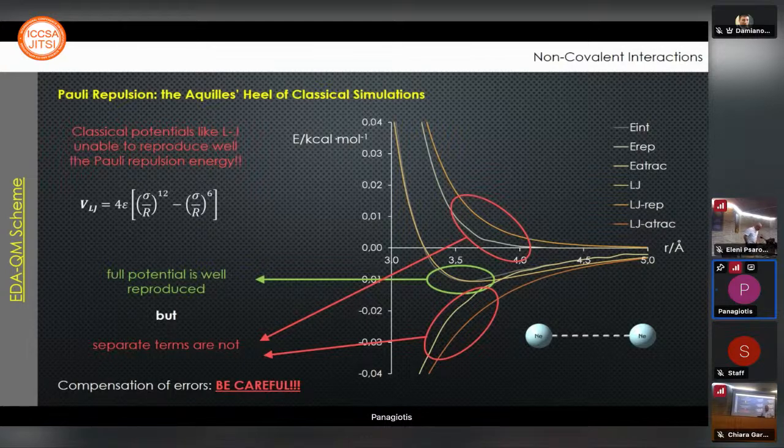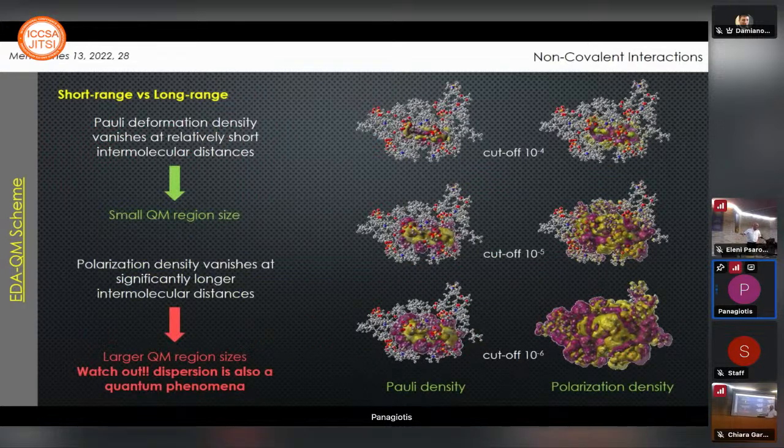Well, the methodology based on this information density also allows us to visualize the short-range and long-range character of these intermolecular interactions. In this example on the right side of the slide, we compare the Pauli density and the polarization density, so the density associated to the Pauli repulsion and to the polarization interaction, for different cutoffs, arising from the interaction of a polychlorinated dioxin with a lipid membrane.